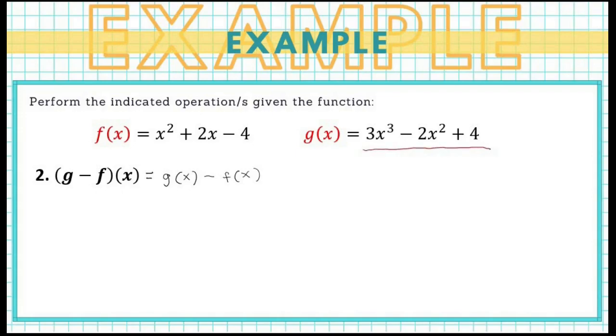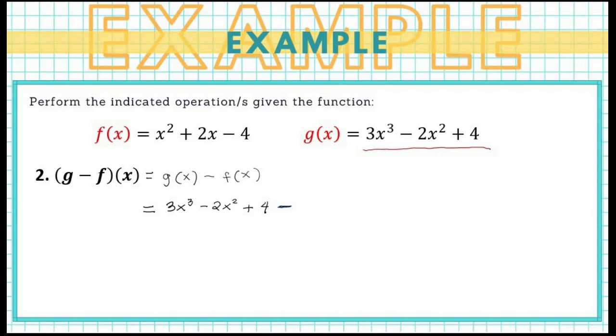And the value is 3x cubed minus 2x squared plus 4. We simply substitute it in our equation. So we copy 3x cubed minus 2x squared plus 4. Now let me again emphasize that the operation involved here is subtraction. So let me just use a blue pen to highlight the operation.